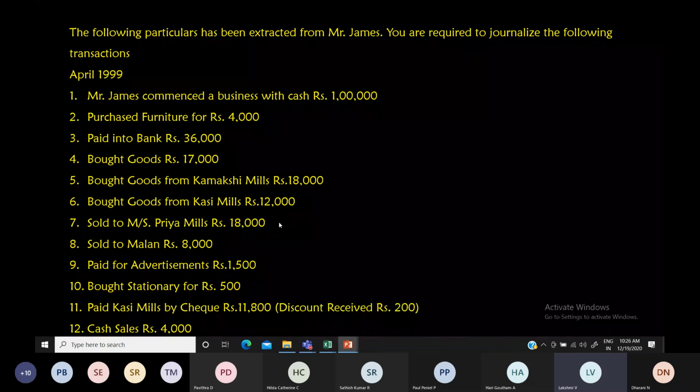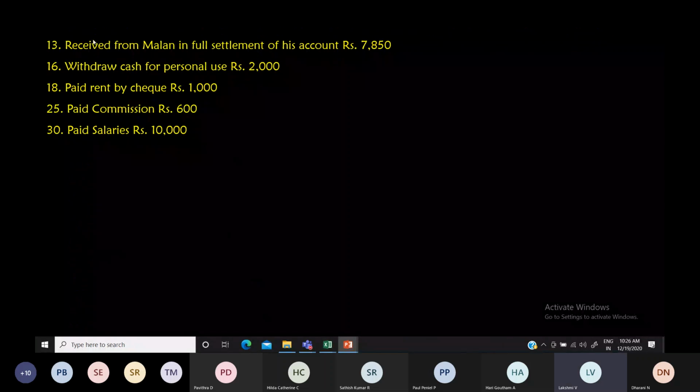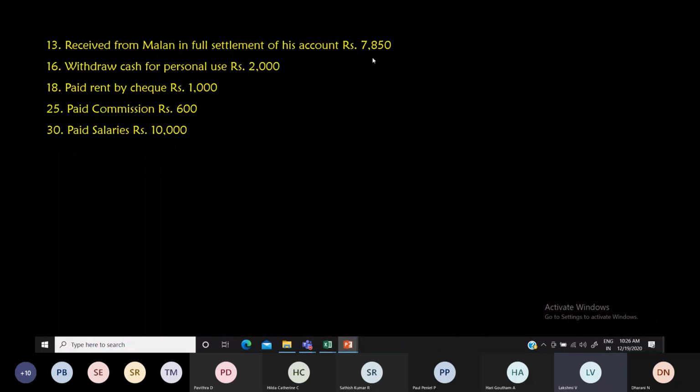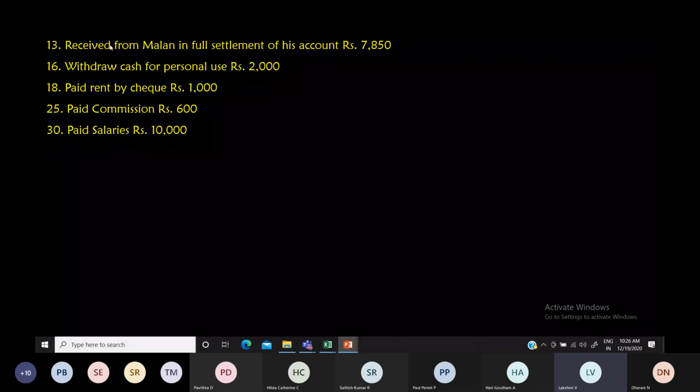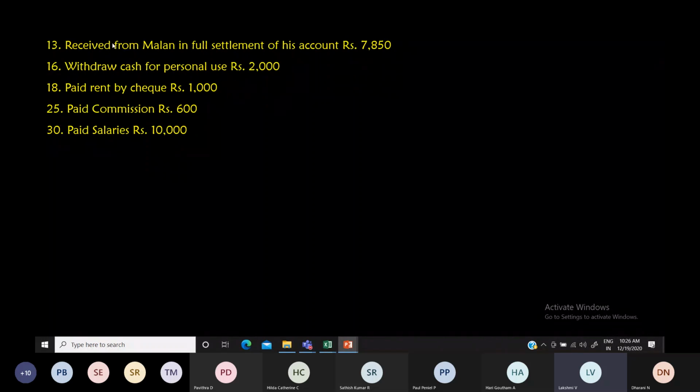Moving on to the next one. 13th, received from Malan in full settlement of his account rupees 7,850. Received from Malan. So when it says received from Malan, what should we think by default? Cash received from Malan. Okay, received from Malan means cash received from Malan only. In full settlement of his account rupees 7,850.